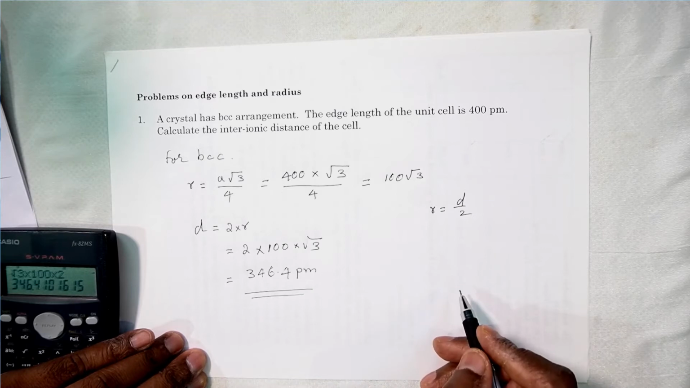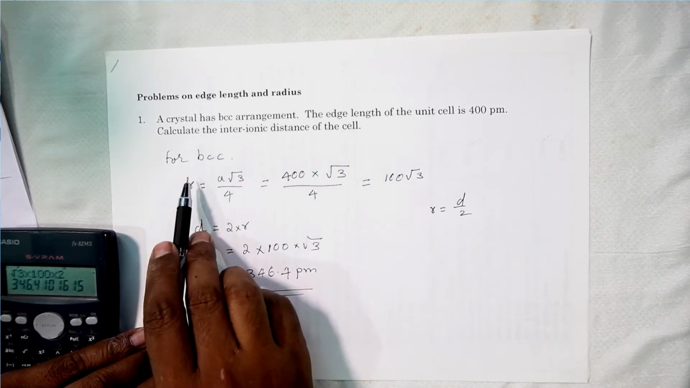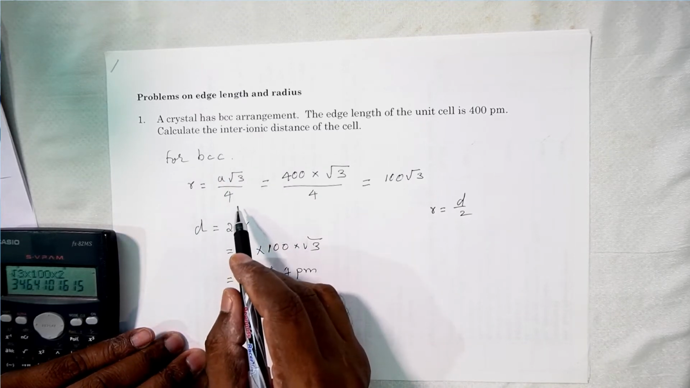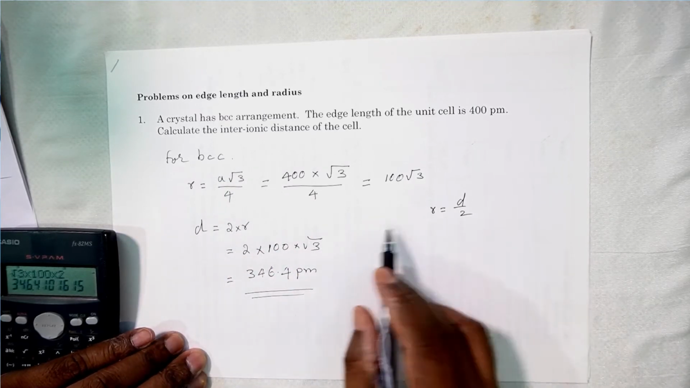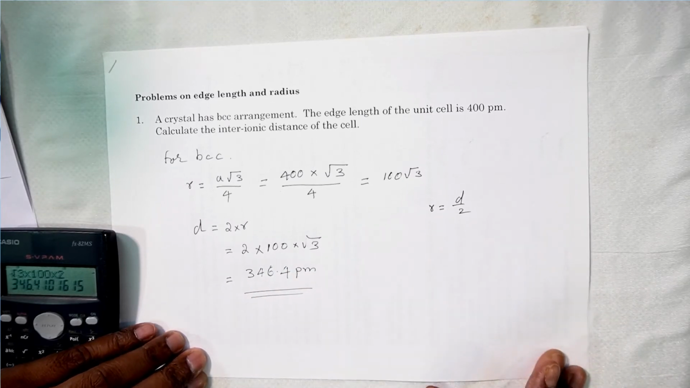I hope you understood this. First of all we have to understand the crystal is BCC. So we write for BCC the radius R is equal to A root 3 upon 4. This formula is applied. Once you have the radius value, then you can find the interionic distance.